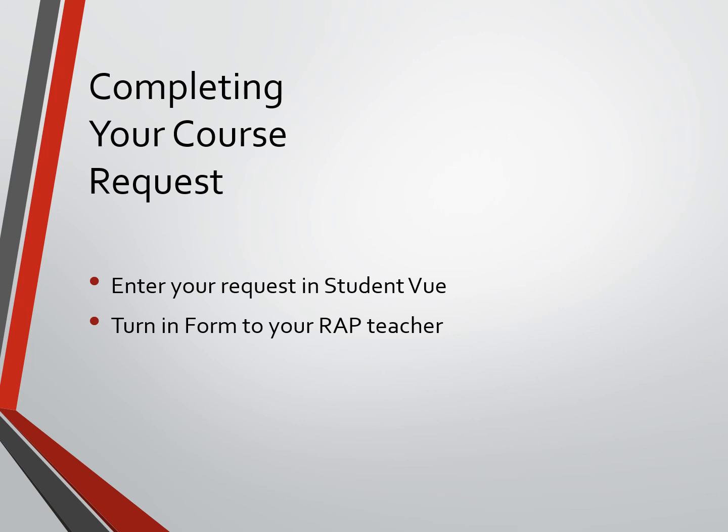Your RAP teacher has a printout of your Student View login information if you do not have it. On the back of your course request form are instructions to help you. Important things to remember: if you do not enter your requests online, your classes will be chosen for you based on availability. Schedules are computer generated and based on student demand or request. Since you will be able to check your classes and schedule before the end of this school year, there will be no schedule changes after the start of next year.